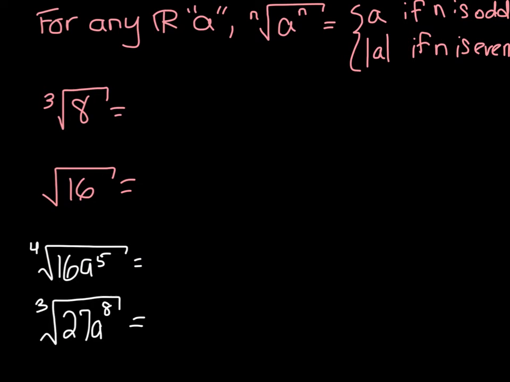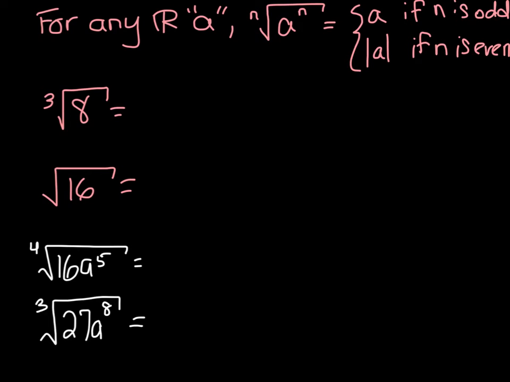For any real number a, where a is the radicand, once we get the exponent and the index to match, the answer will just be a if n is an odd number. Just like we talked about, if it's a cubed root, there's only one answer. But it's going to be the absolute value of a if n is even. The reason for this is we're not talking about the opposite root because the square root symbol is already drawn.